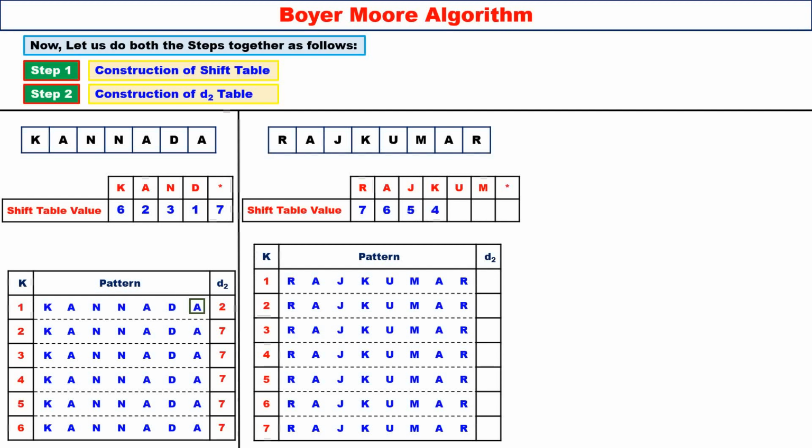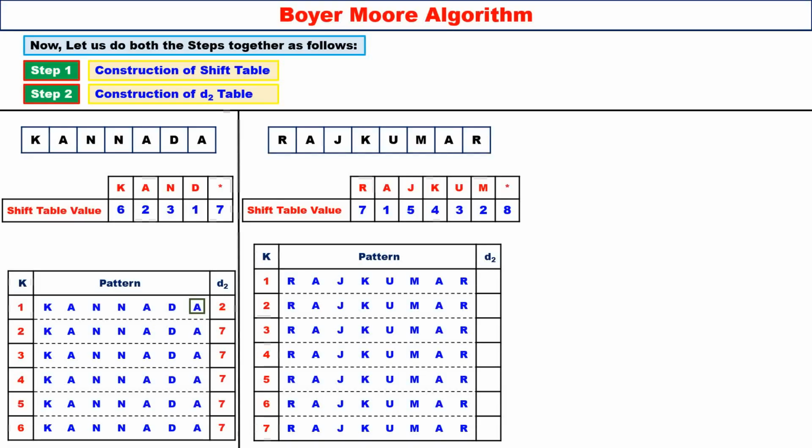For K, it is 4. For U, it is 3. For M, it is 2. And again for A, it is 1. So A is updated to 1. For all the remaining, it is 8 because the length of Rajkumar is 8. So we are ready with the shift table values for the string Rajkumar.